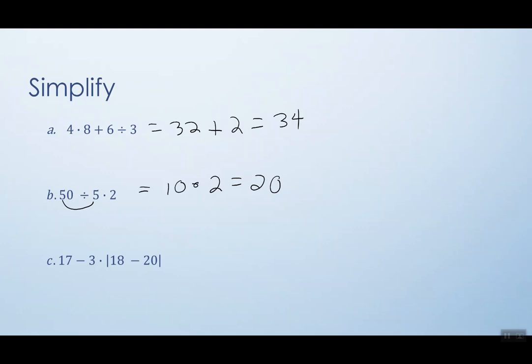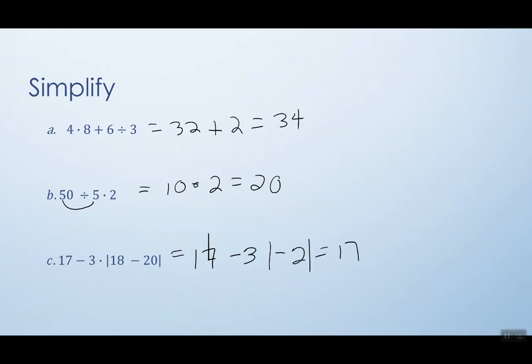In part C, I put in the absolute value because I think it's also good to give you some that you're really not sure how to put into your calculator. So absolute value works like a parenthesis. It's saying do this first before you do all the other stuff. So let's hold on to our 17 minus 3. And then I'm looking at 18 minus 20 in absolute value is the absolute value of negative 2.